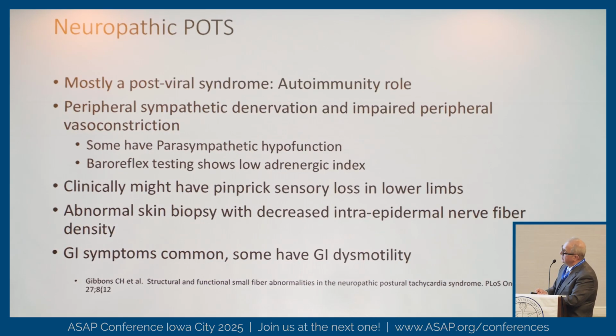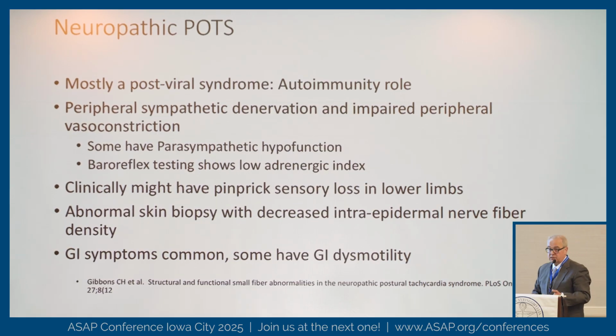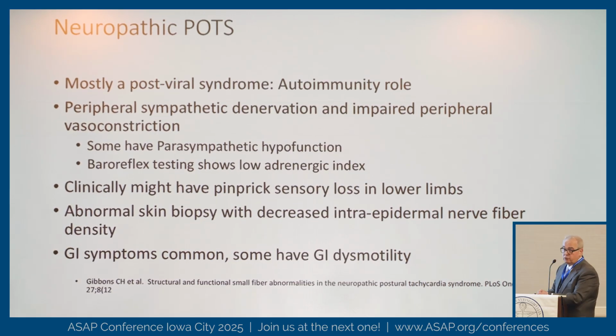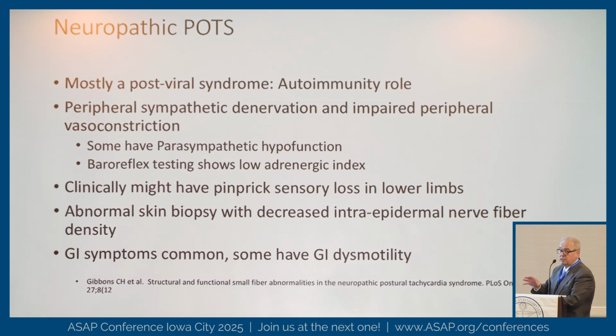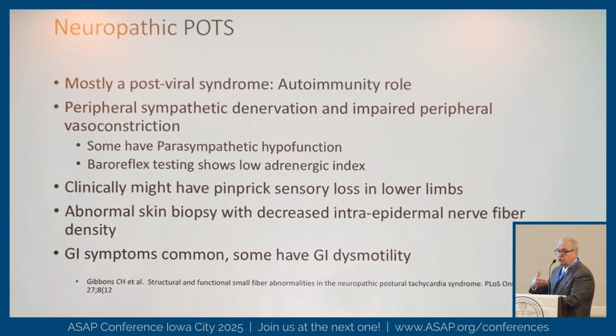So how about neuropathic POTS? Well, that is usually post-viral. Patients have not only POTS, but other neurologic autonomic symptoms, and the common ones tend to be GI. So those patients will have lots of GI symptoms. They have bloating, the digestion is not working. They have quote-unquote IBS, irritable bowel syndrome, constipation, diarrhea, or both. They have abnormal sweating problems.